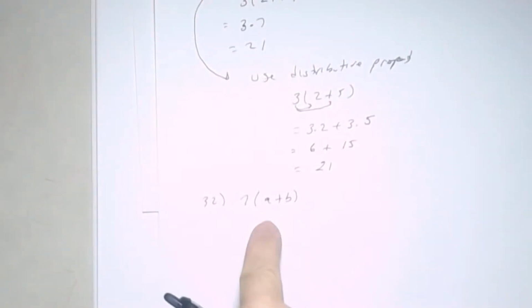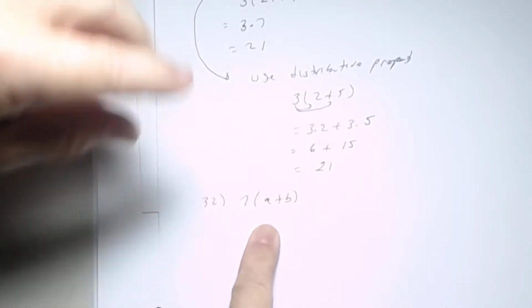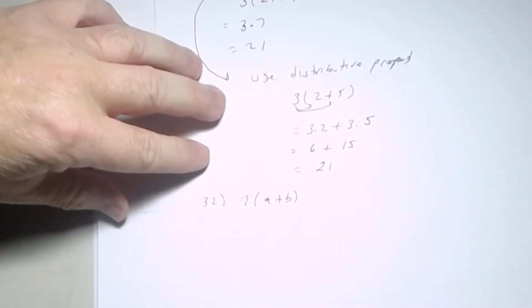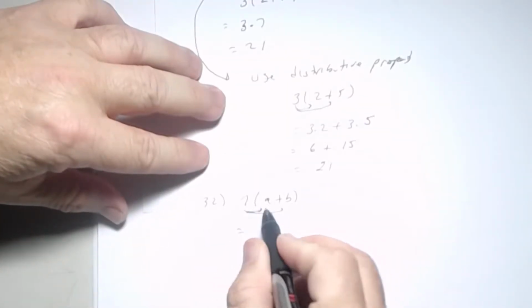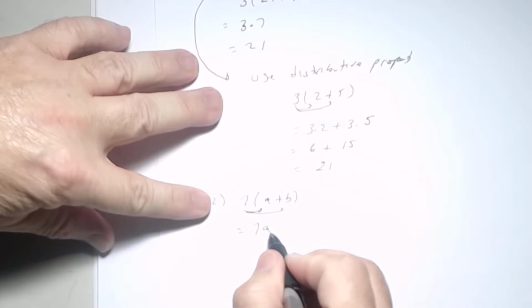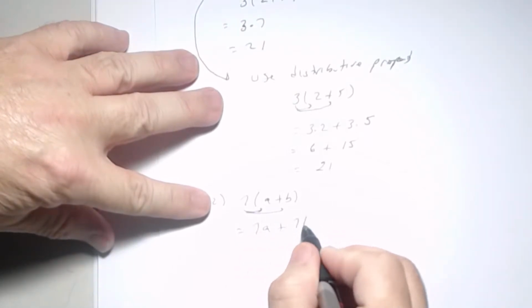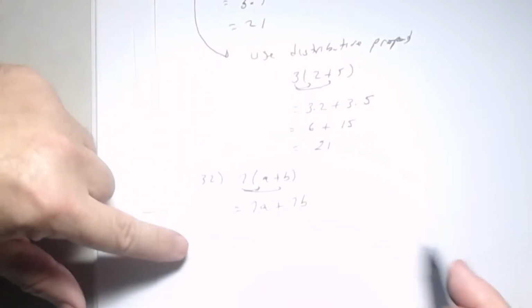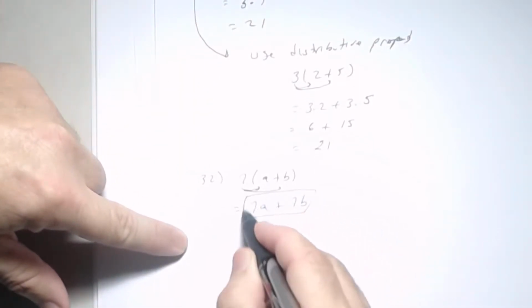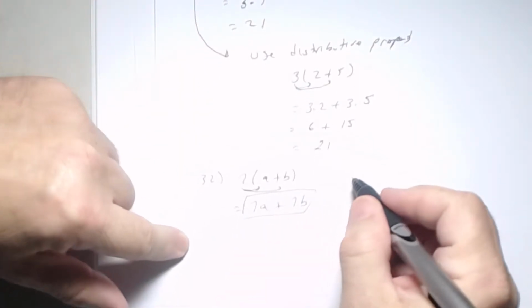You have to know you have to use what property here? Distributive property. All right, and so the distributive property, if you need to draw the arrows, you're just going to say 7 times what? A plus 7 times what? B. And that's it. You can't do anything else. You're done. That's the answer.